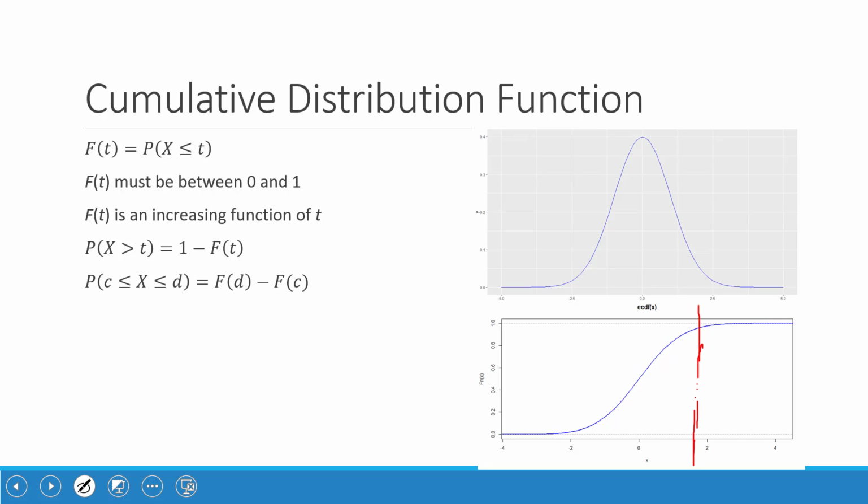Suppose we want to calculate the probability greater than t. What we need to do is subtract, because we know the total probability has to be 1, so subtract the probability of x less than or equal to t from 1, and we end up with the probability of x greater than t.